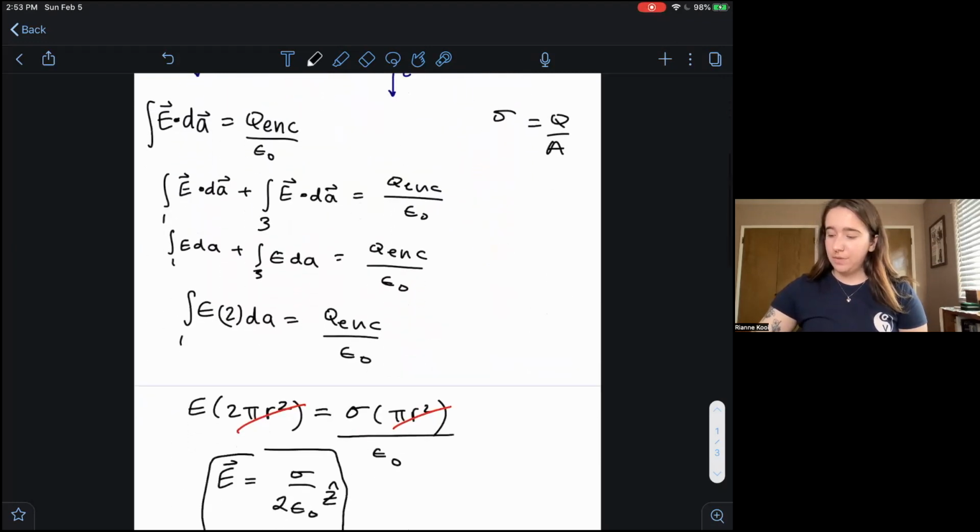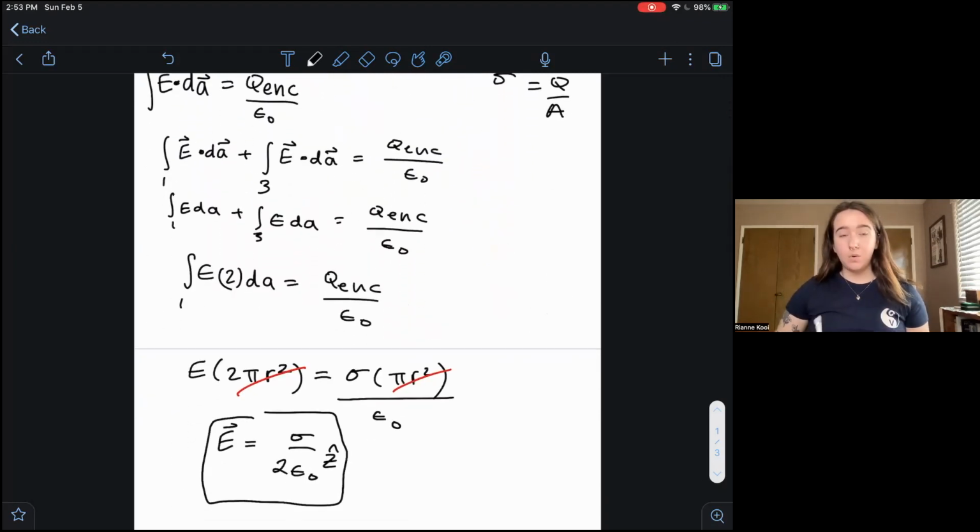So that is our final answer, and we can go to the next video where we're going to put two of these right next to each other and find the electric field there and also the potential. So stay tuned for that.